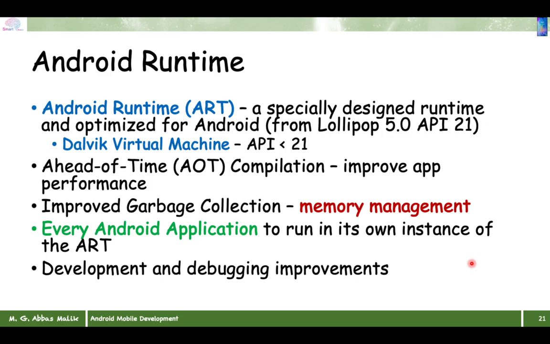Improved garbage collection: you know that garbage collection automatically removes objects from your memory, from RAM, which are not being used or cannot be used. So garbage collection is automatic, so that we do not run out of memory. When we talk about memory, we mean the RAM, random access memory, which is the working memory of the system. Every Android application runs in its own instance, as we have already discussed, and then we have how we can develop and debug the systems. So this is the Android runtime environment.